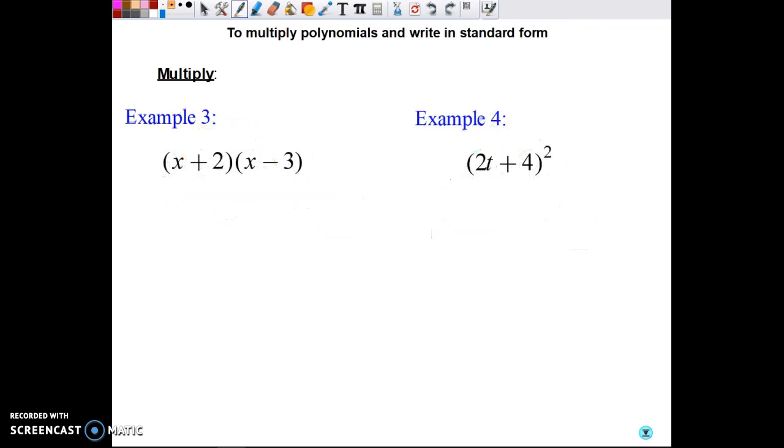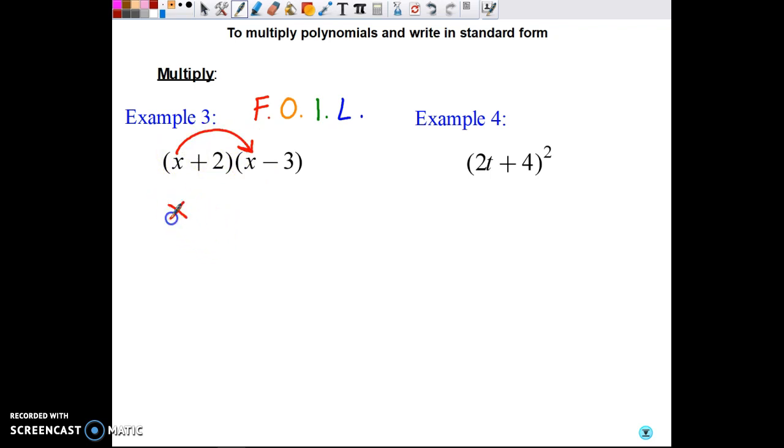Sometimes, though, I have a binomial times another binomial. I have 2 items in the first grouping and 2 items in the second grouping. So in this case, what I want to do is something called FOIL. Which means I do my first times the first, outer times the outer, inner times the inner, and last times the last. So I'm going to start with the first item times the first item, x times x.